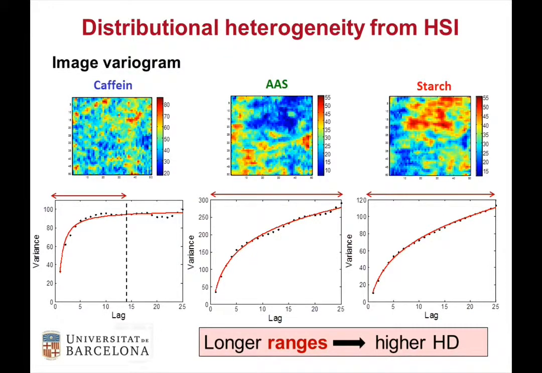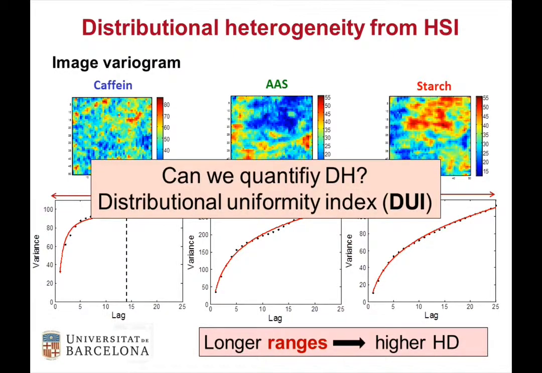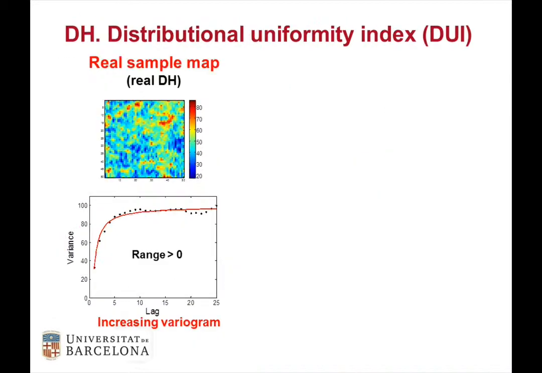Obviously, if we have a look at these three maps, we can see that in this case, for this kind of material, the range is much lower than for the other cases, understanding this kind of concept. And what we will do based on that is present an index. I will finish in a couple of minutes.